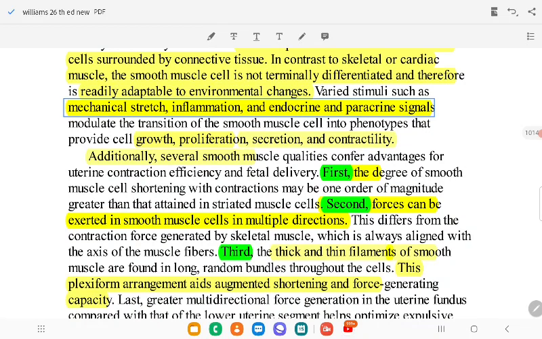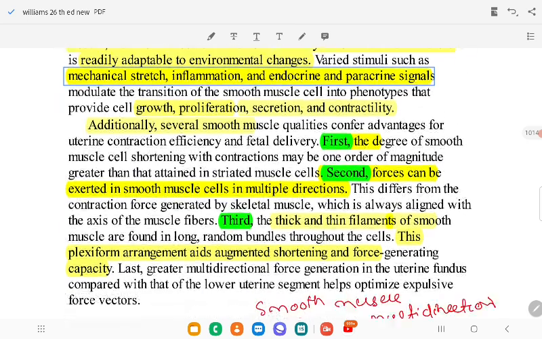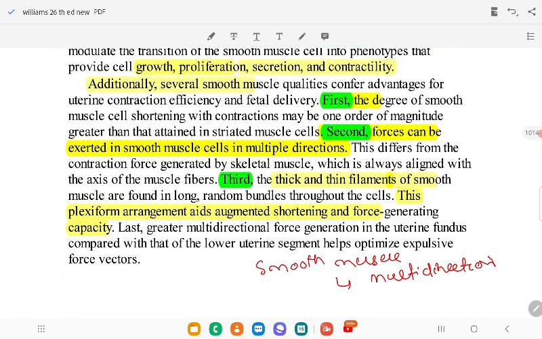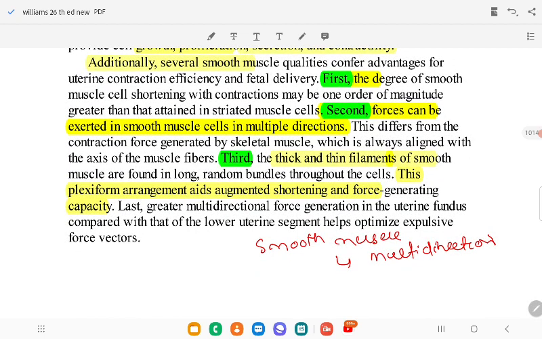Additionally, several smooth muscle qualities confer the advantage of contracting the uterus efficiently to deliver the fetus. What are the additional benefits of the smooth muscle in the uterus? The first, the degree of smooth muscle cell shortening and contraction is greater compared to striated muscle. Second, the force that can be exerted in smooth muscle cells is in multiple directions, compared to skeletal muscle, where it is aligned along the axis of the muscle fiber. Third, the thick and thin filaments of smooth muscle are found in long and random bundles throughout the cells. This plexiform arrangement augments the shortening and force-generating capacity.